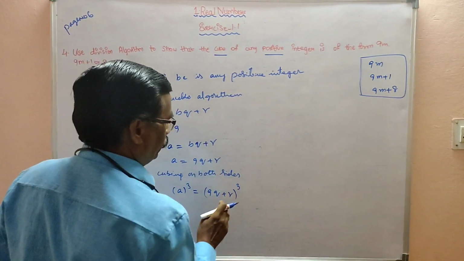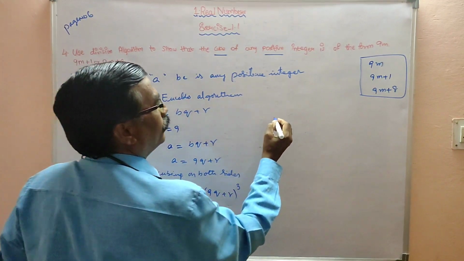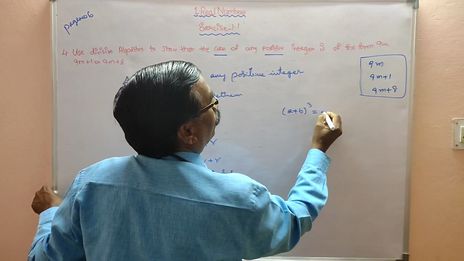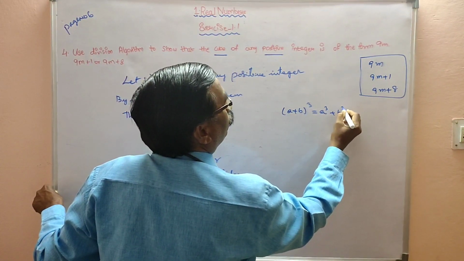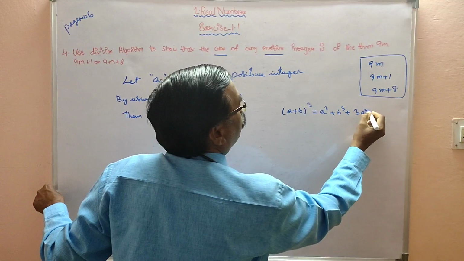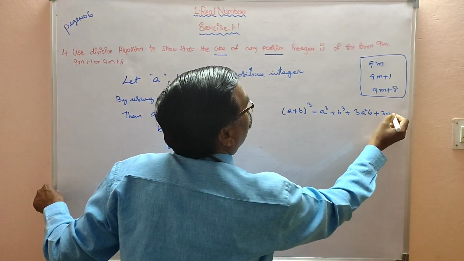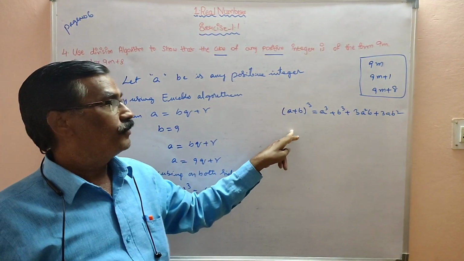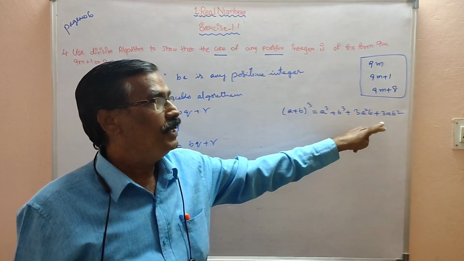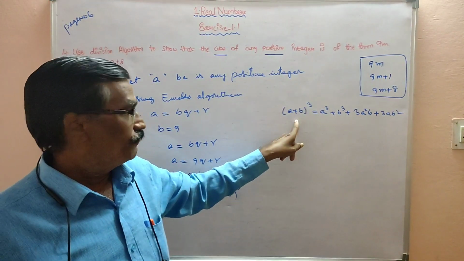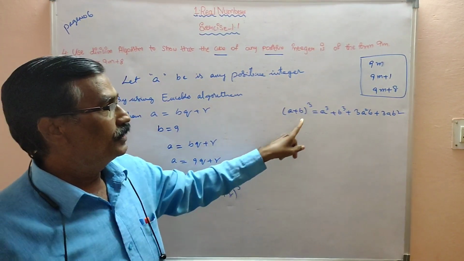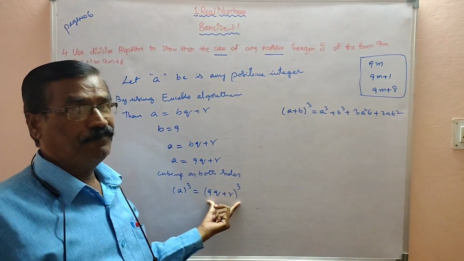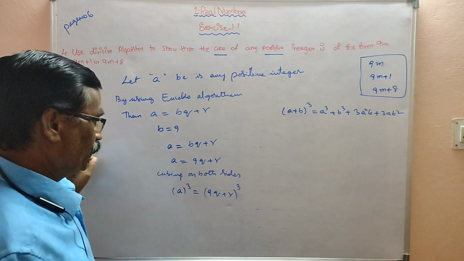Here this is in the form of the a plus b whole cube formula. What is the a plus b whole cube formula? a plus b whole cube equal to a cube plus b cube plus 3a square b plus 3a b square. Here, instead of a we have 9q, and instead of b we have r. So this is in the form of a plus b whole cube, and we expand it.